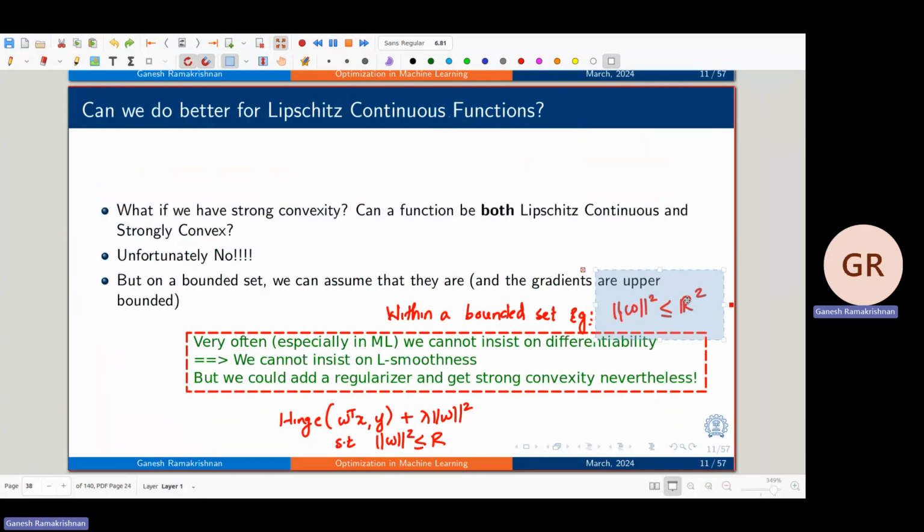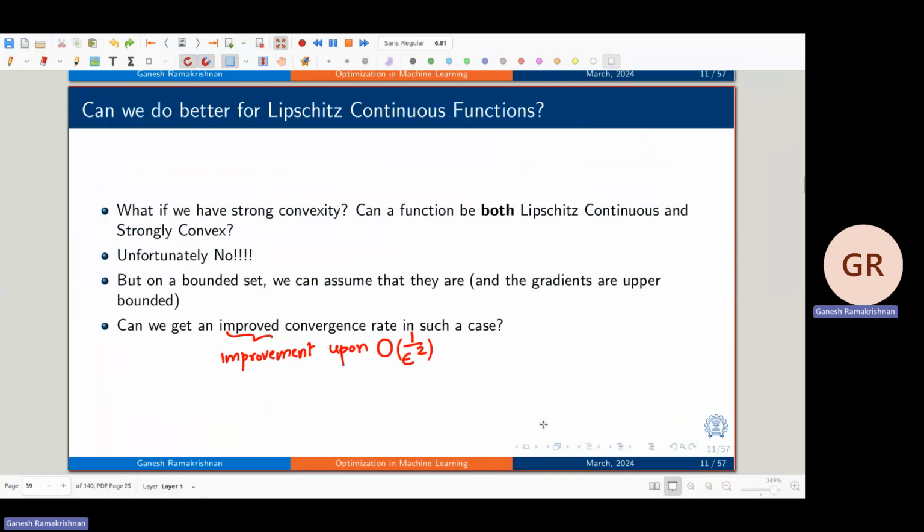So this example, hinge loss plus a quadratic regularizer, but under a radius upper bound, is Lipschitz continuous and also strongly convex. You have done this. You can look up the table that you had written. So we are not going to spend time writing.